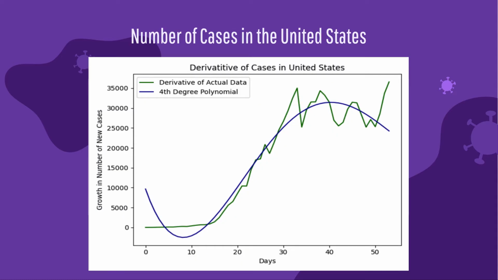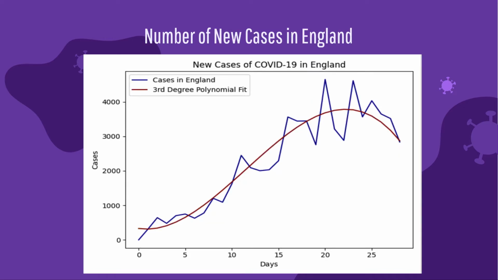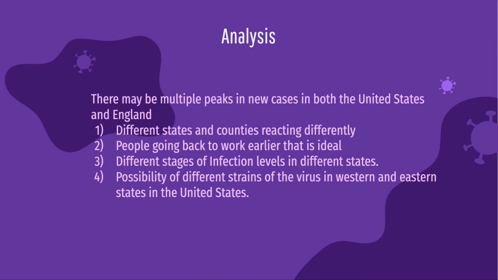In addition, I looked at performing some different kinds of regression on the data to try to get a better fit. The fourth degree polynomial regression seemed to fit best for the data in the US, as can be seen in this slide. In England, the third degree polynomial fit best, as can be seen here. As you can see in the graphs, there are multiple peaks of the number of new cases. This is probably due to a number of factors, including different states handling the situation differently, people going back to work too early, different places being at different stages of the outbreak, and the possibility of different strains emerging.